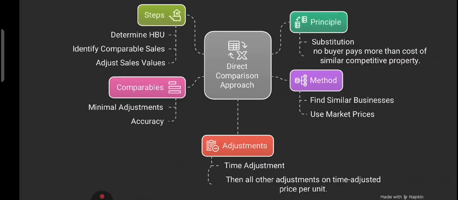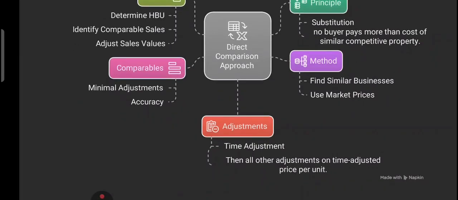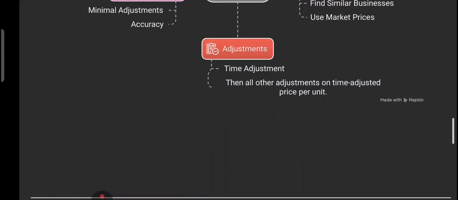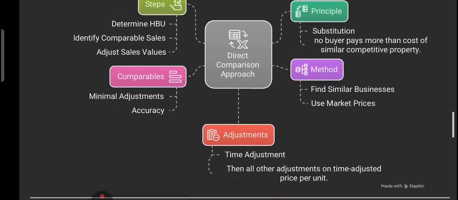That is why I told you HBU is done. HBU means highest and best use. We identify comparable sales, find similar transactions, and finally adjust the sale value. Sometimes a time adjustment is done, meaning aligning the old sale to the current value, and then any other necessary adjustment. So these are the complete steps regarding the direct comparison approach.